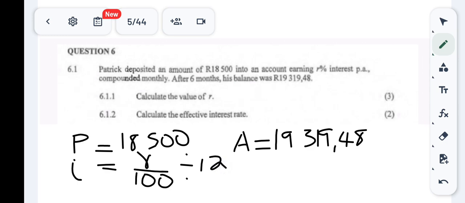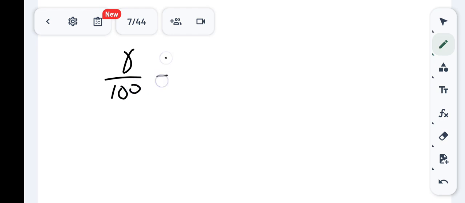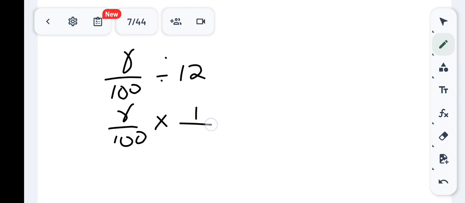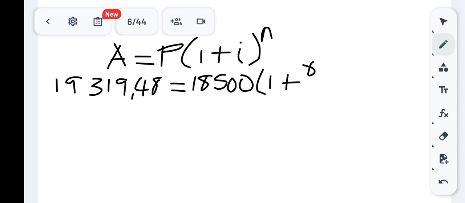Monthly, 12. So let's simplify this, because I have R over 100 divided by 12. I'll just change this division into multiplication, then it becomes 1 over 12. The numerator becomes the denominator, the denominator becomes the numerator when you change that division sign. So R multiplied by 1 is R over 12 multiplied by 100, that is 1,200. Okay, then I write R divided by 1,200, and then leave this as it is.